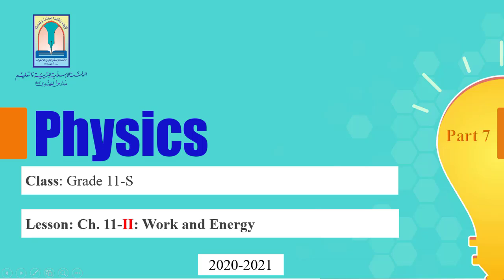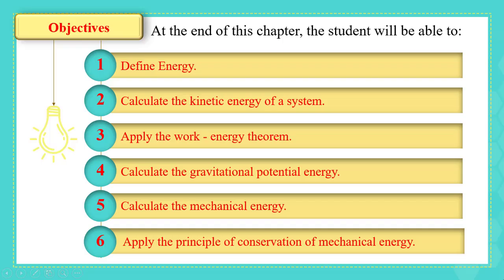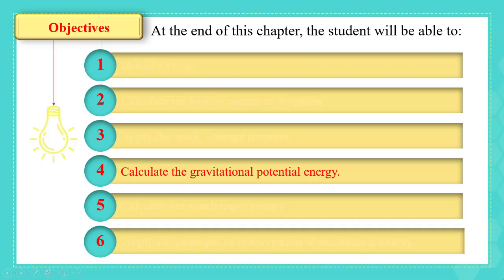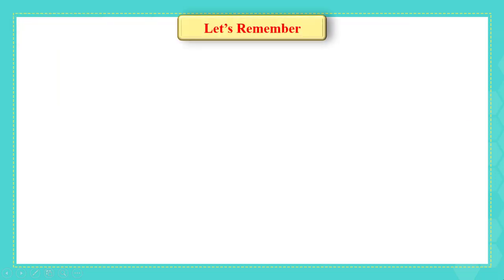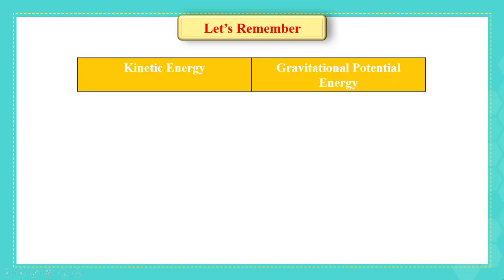This is the 7th part of Chapter 11, Work and Energy. At the end of this video, we're going to be able to calculate the gravitational potential energy for some different situations. It's good to remember that we have taken two forms of energies, the kinetic energy and the gravitational potential energy.